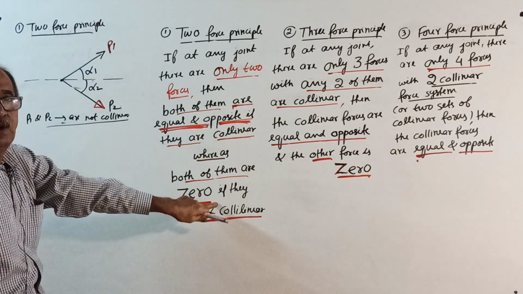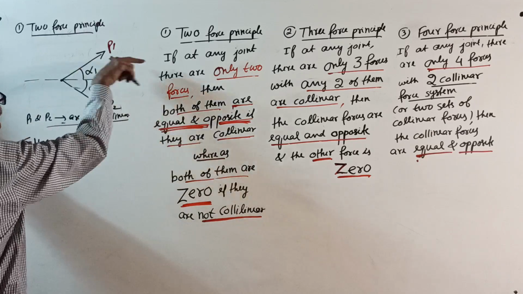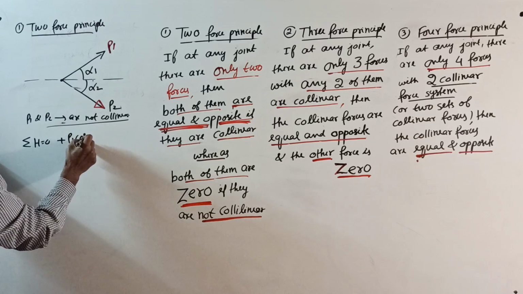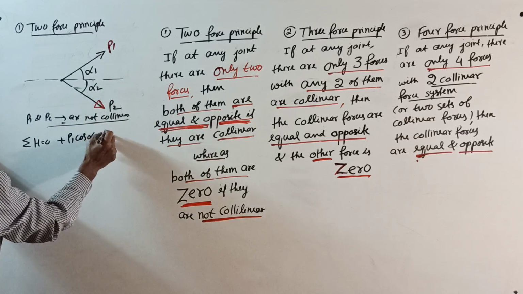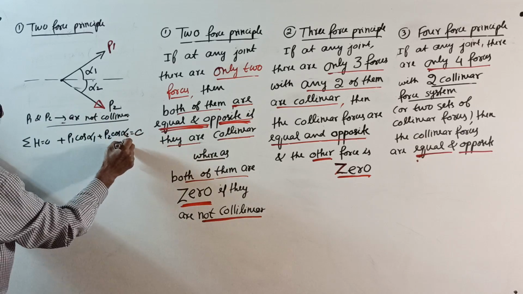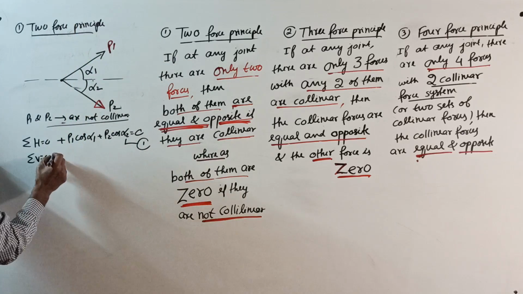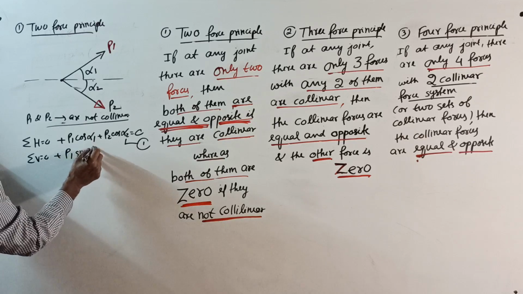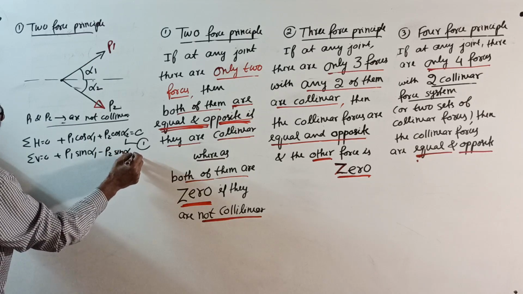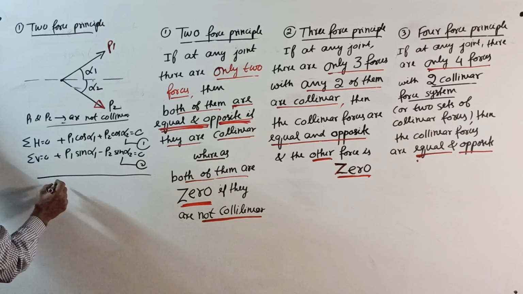I am first proving this one now. Take sigma H equal to 0. Now you should do the resolution: plus P1 cos alpha 1 plus P2 cos alpha 2 equal to 0. Equation number 1. Sigma V equal to 0: plus P1 sin alpha 1 minus P2 sin alpha 2 equal to 0. Equation number 2. Over. That's all. Proved. Now make a note here.